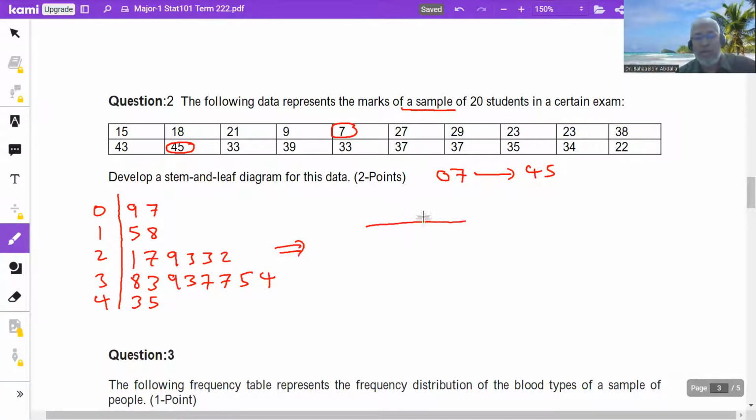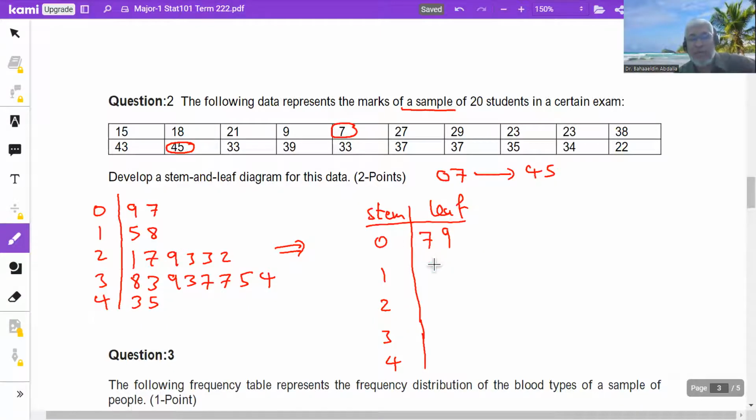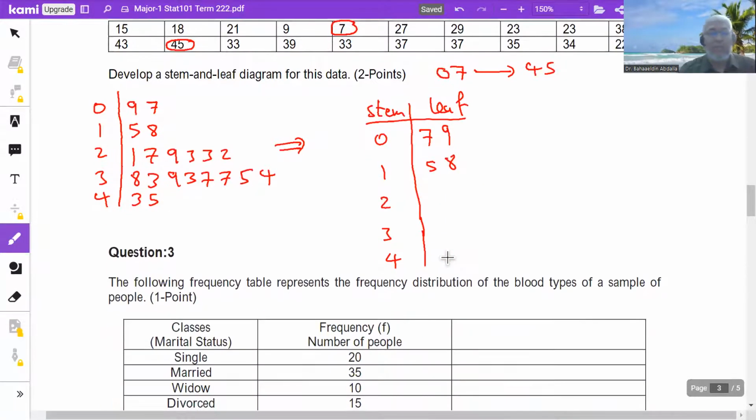Then I can write the stem and leaf in a better way. I can write here stem and write here leaf and write the stems again. And now I can write the leaves arranged. Okay, so 7, 9, 5, 8. And then here, the first smallest is 1, I have 2, I have 3, and then 7, 9, 2, 4, 6, okay. 2, 4, 6 items or data.